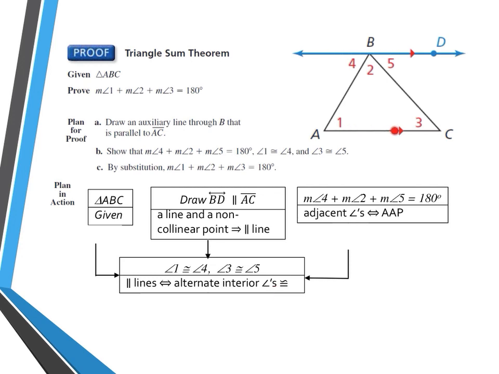So parallel lines cut by a transversal. So transversal AB creates angle 4 and angle 1, which are alternate interior angles. And on the other side, we have transversal BC, so angle 5 and angle 3 are alternate interior angles.